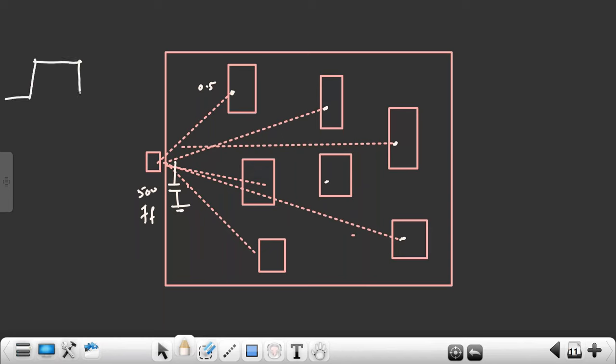If this much huge load is on the clock port, then what about clock rising and clock falling? Clock rising means I have to charge this entire capacitance. Charging will take time because I have a huge load, and discharging will also take time. So the clock signal has become a triangle signal. If I directly drive the clock without building the clock tree, instead of a clock signal, I'm getting a triangle signal.